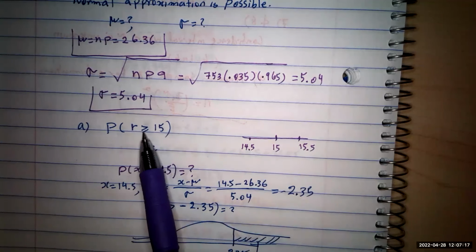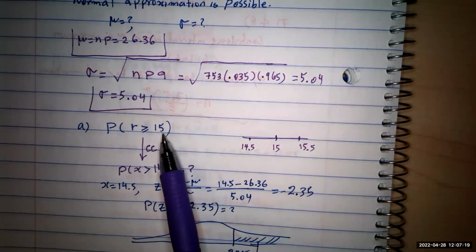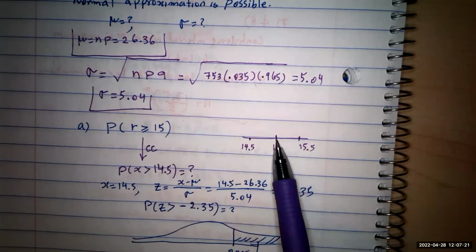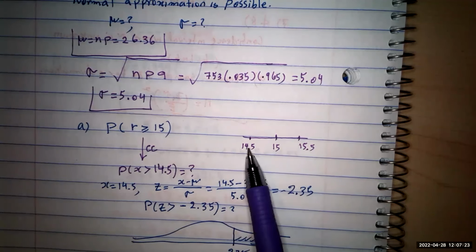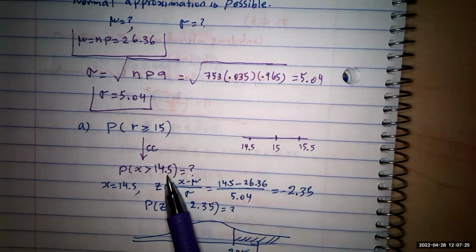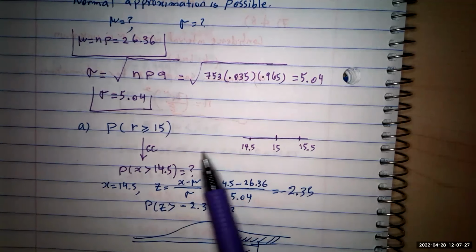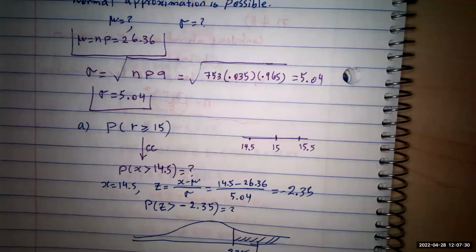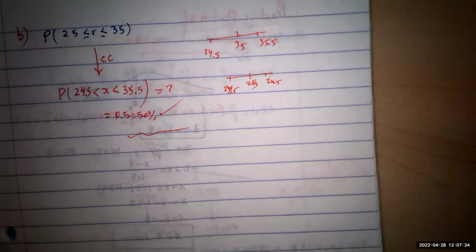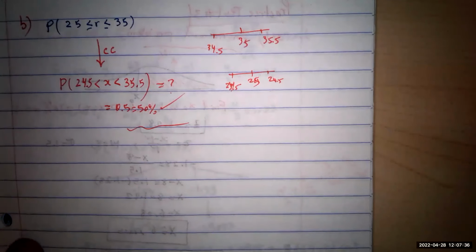But the direction is greater than. 15 is greater than what? 15 is greater than 14.5. So that's why we use 14.5. Okay, so the direction must be consistent. We did this one. And this next one is the important part, the correction for continuity.